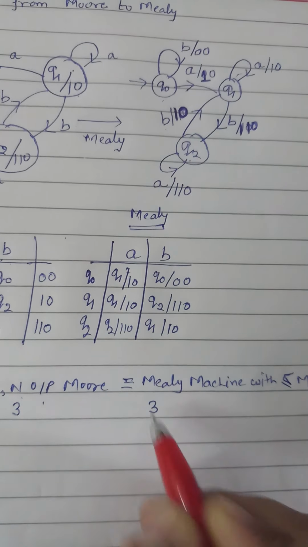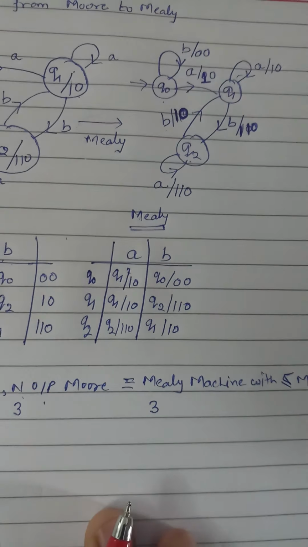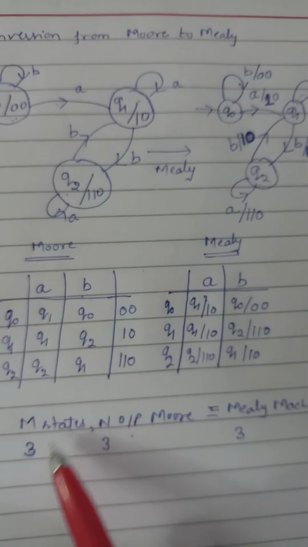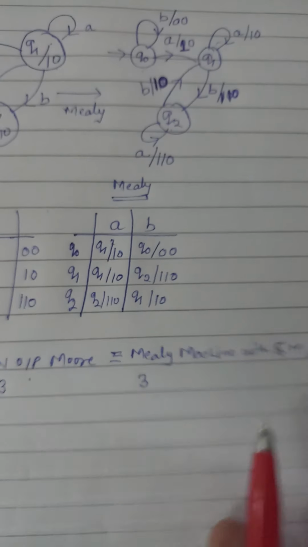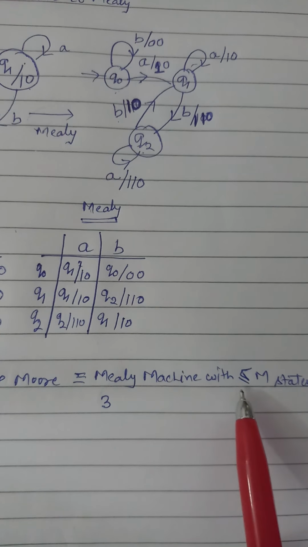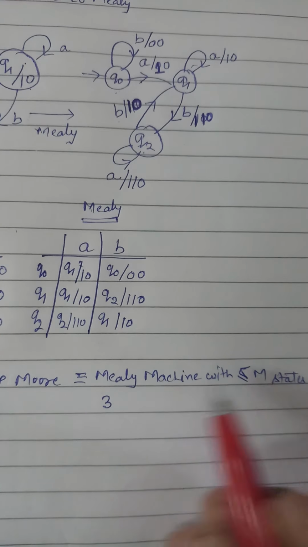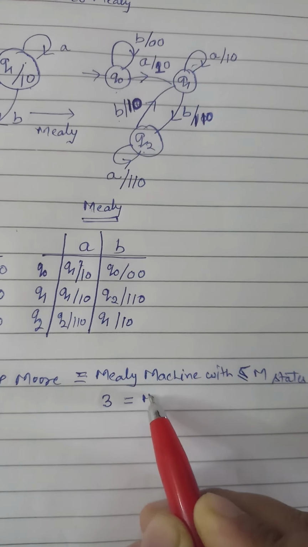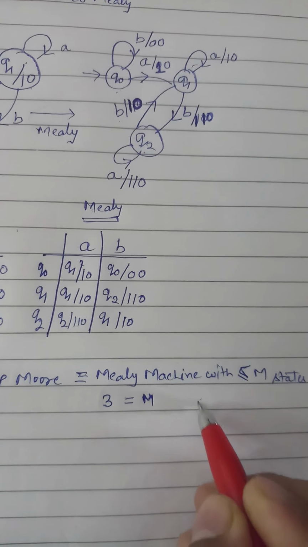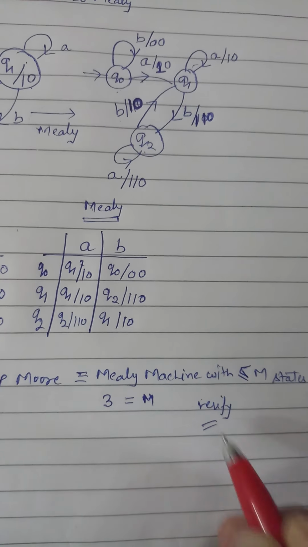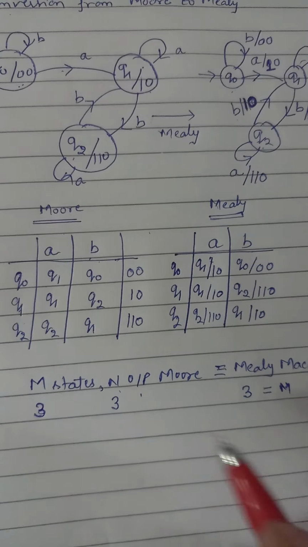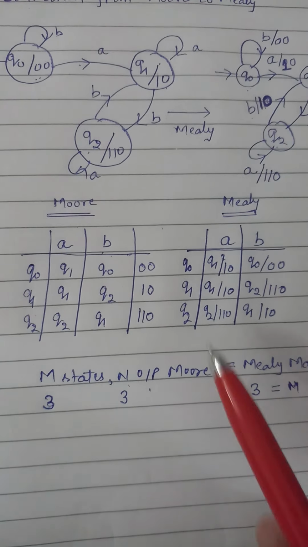How many states do we have? 3. So we can clearly see that the number of states in the Moore machine is 3, and the number of states in the Mealy machine is 3, which is always less than or equal to M. So it is equal to M of the Moore machine. So it verifies this condition, through which we can identify whether we are going in the right direction or not.